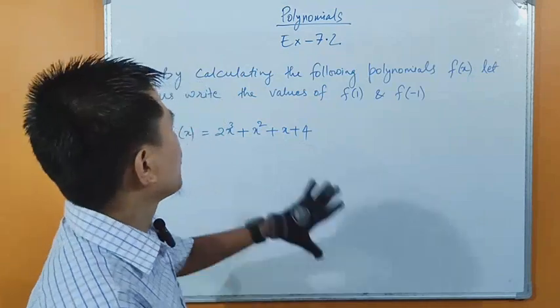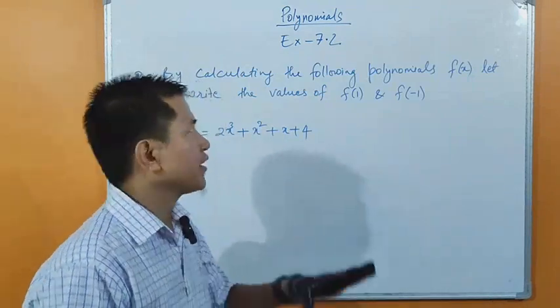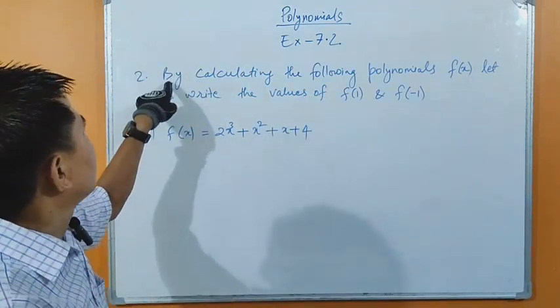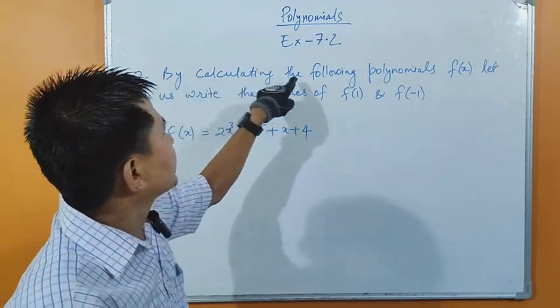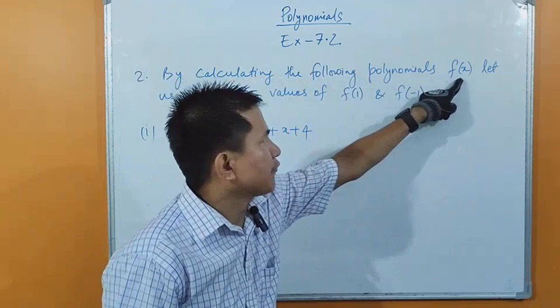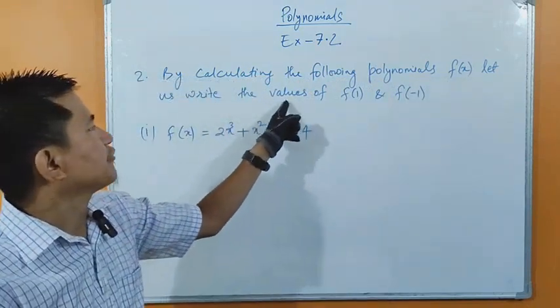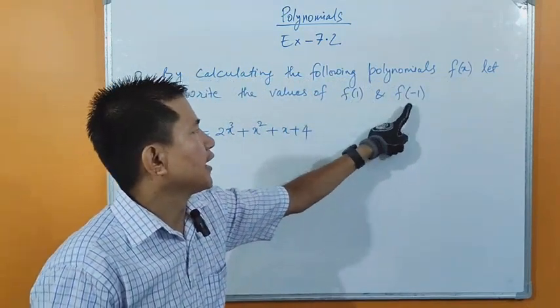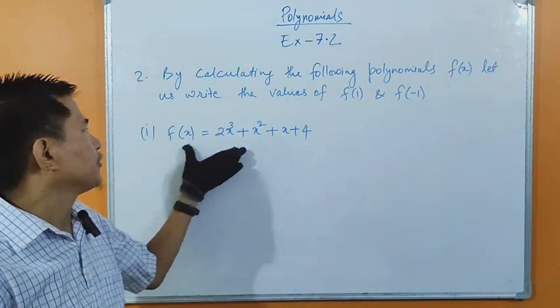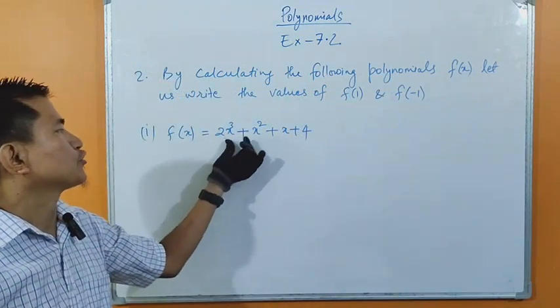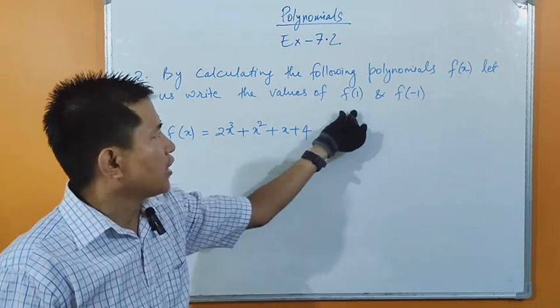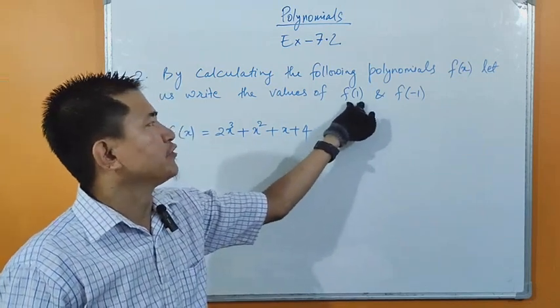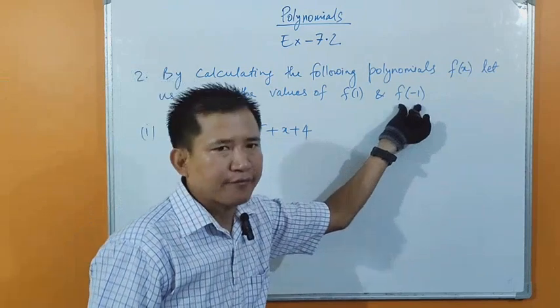Students, we have already completed question number 1. Now let us go to question number 2. First, let's read out the instruction. By calculating the following polynomial f(x), let us write the values of f(1) and f(minus 1). We are given this polynomial f(x) equals 2x cubed plus x squared plus x plus 4, and we are asked to find the values of f(1) and f(minus 1).